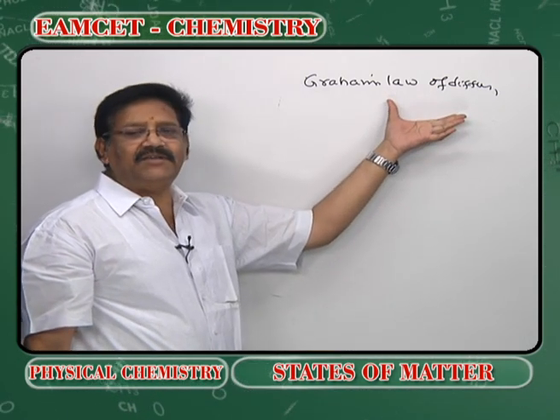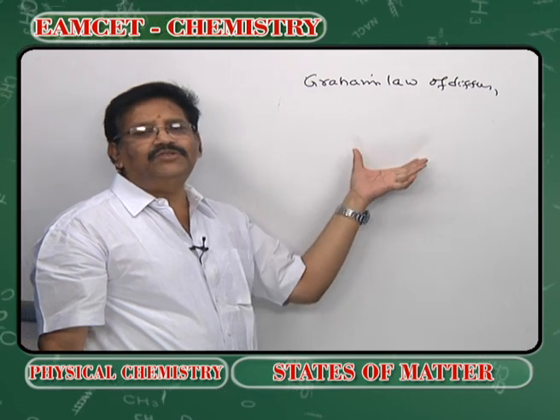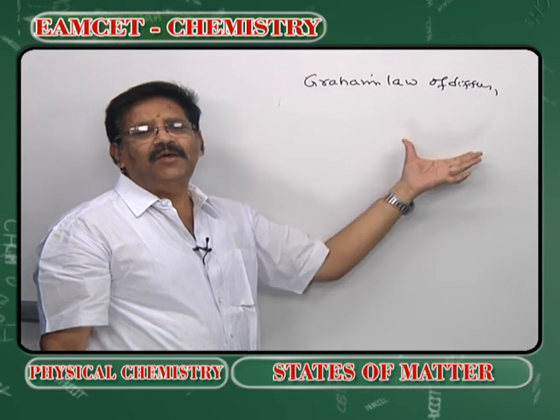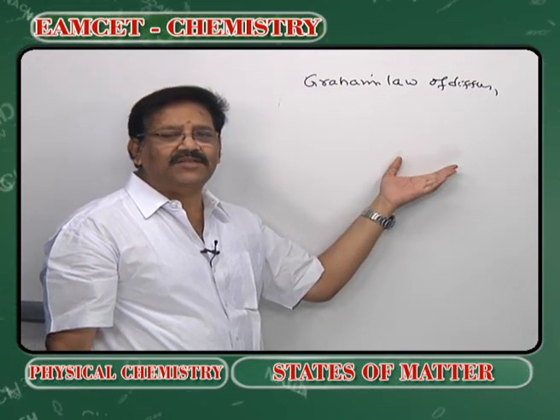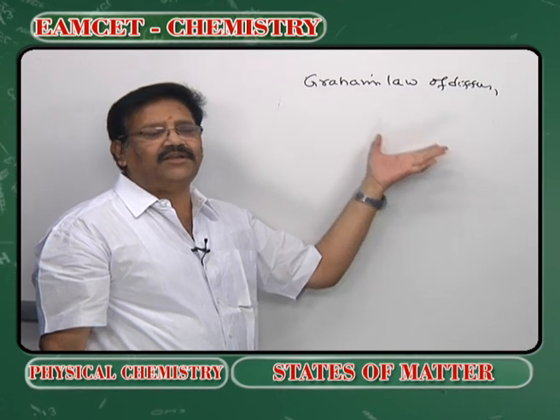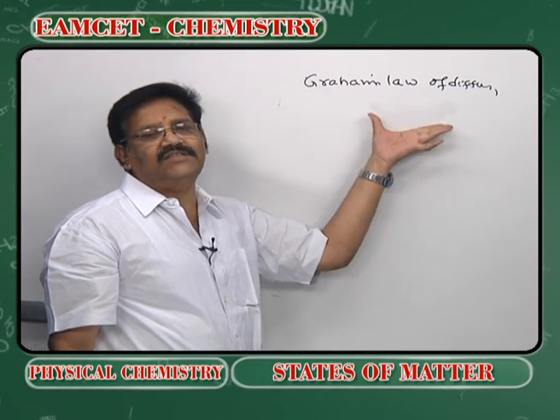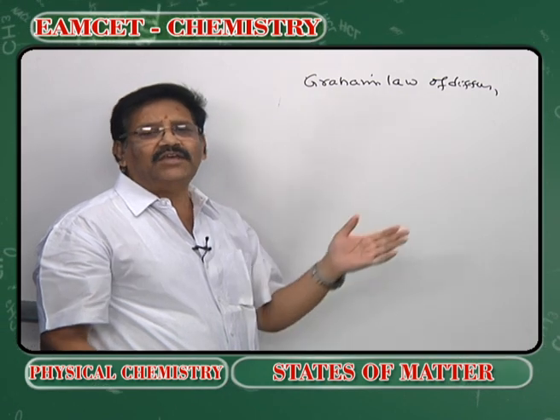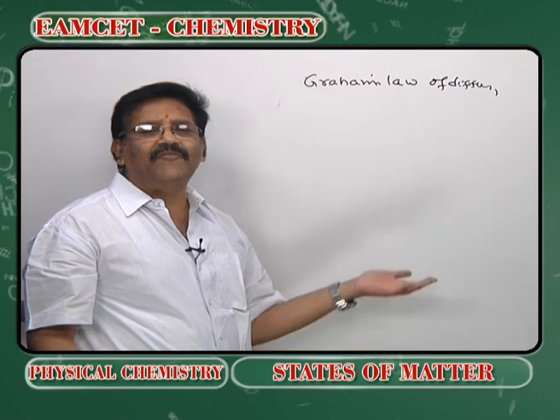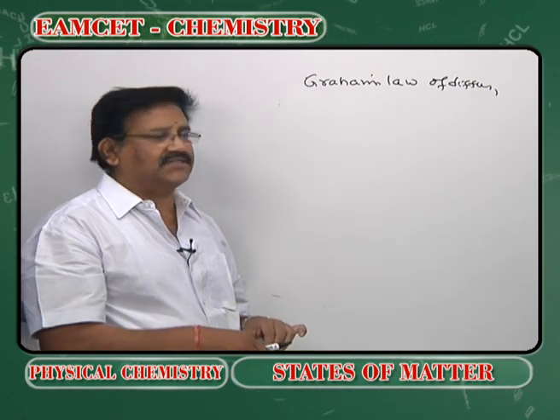What are the other applications of Graham's law? Using the difference in the rates of diffusion, the molecular weight of an unknown gas can be calculated. By using the difference in the rates of diffusion, we can separate the isotopes of an element. The phenomenon is called atmolysis.